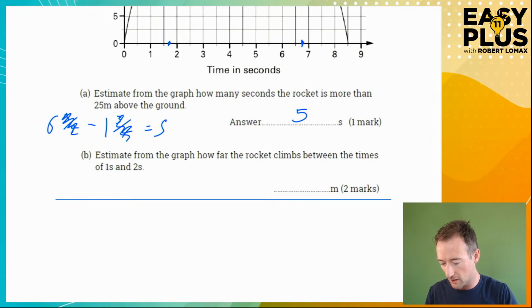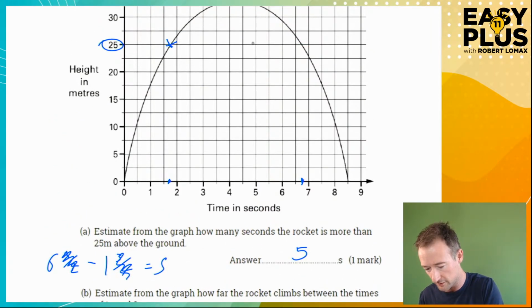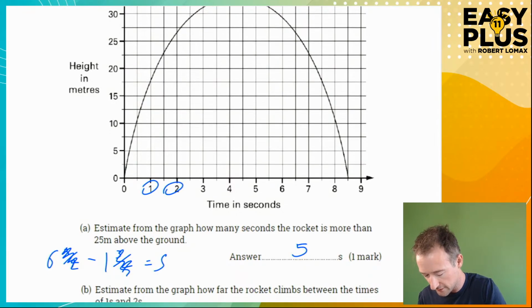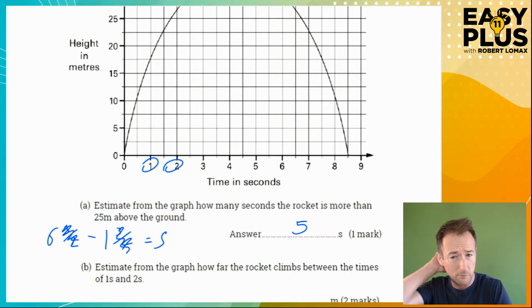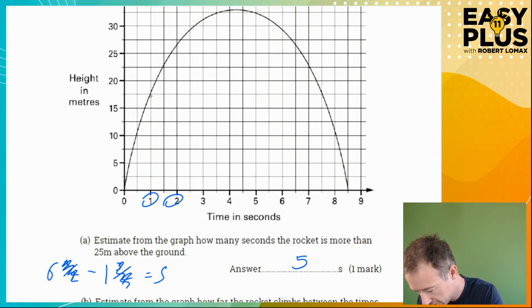Estimate from the graph how far the rocket climbs between the times of 1 second and 2 seconds. Okay, let's rub out what I've got here because we want it to be clear. As we have established, between times of 1 second and 2 seconds. So 1 is here and 2 is there. How far does it climb between those two times? So 1 second, if we work up here, follow my cursor, we start here at this point, let's circle it. And 2, we get to this point, let's circle it.